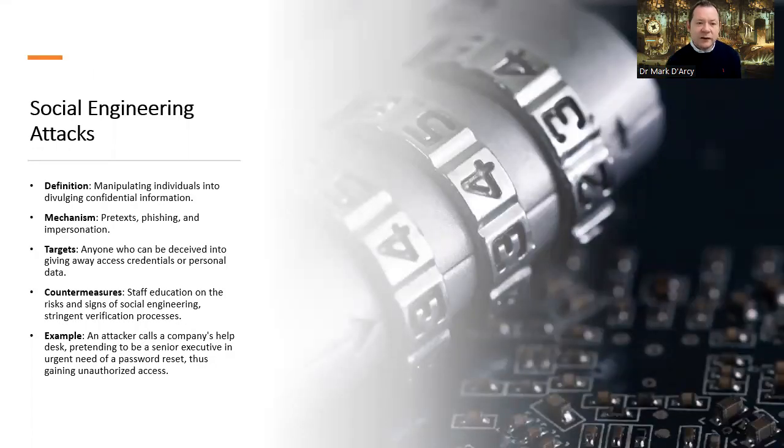Social engineering attacks, which I will talk about in more detail later. So, manipulating individuals into divulging confidential information. Mechanisms: pretext, phishing, and impersonation. Targets are anyone who can be deceived into giving away access credentials or personal data. Basically, to counter this in business, staff education is necessary on the risks and signs of social engineering. Stringent verification processes are needed to block it. I will give many examples as we go along.